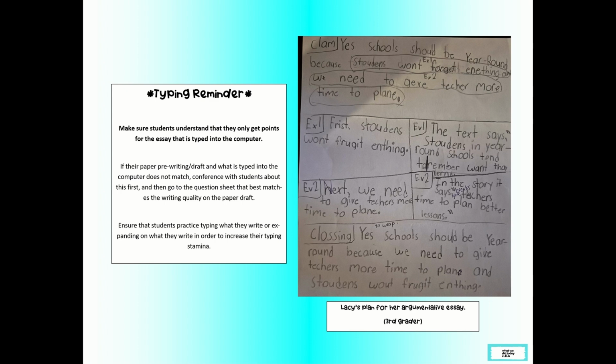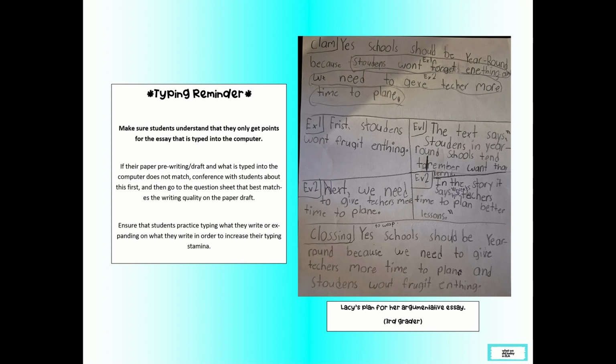So after their STAAR mock or their benchmark, if you know they used scratch paper, go ahead and pair it with the computer essay to make sure they match. If they don't match, conference with the student about that first, reminding them they have to put that into the computer. No one's really looking at the paper, especially on STAAR.